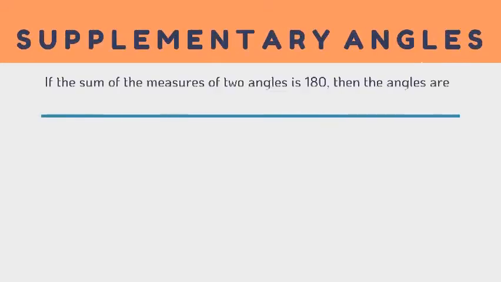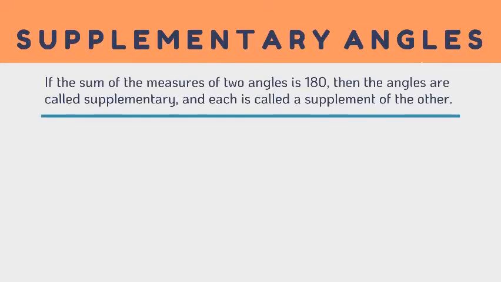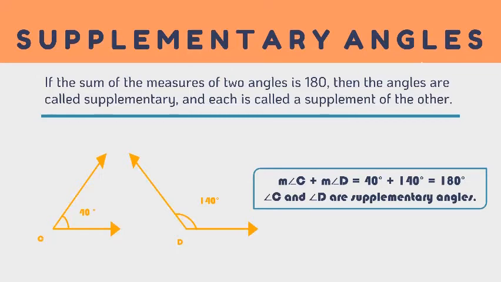Let's move on to supplementary angles. If the sum of the measures of two angles is 180, then the angles are called supplementary, and each is called a supplement of the other. For example, we have angle C that measures 40 degrees and angle D that measures 140 degrees. If we add angle C and angle D, they will have a sum of 180 degrees. Thus, they are supplementary angles, and angle C is a supplement of angle D and vice versa.